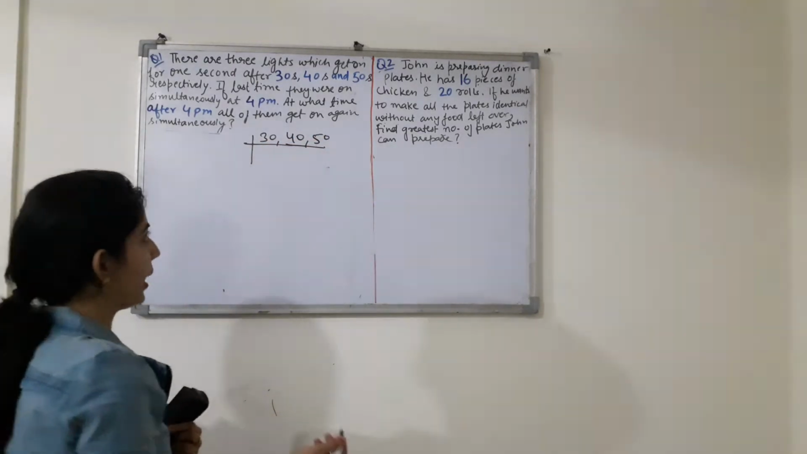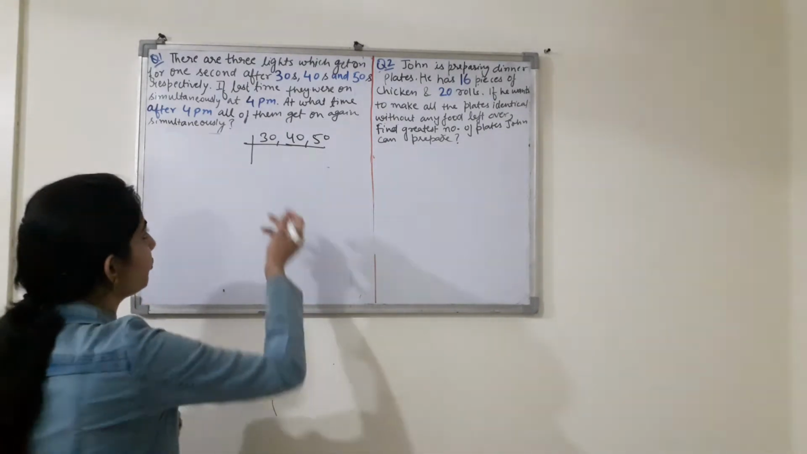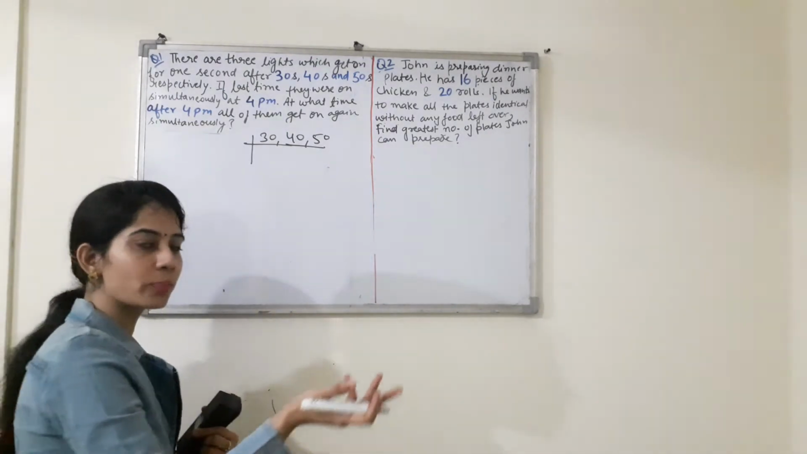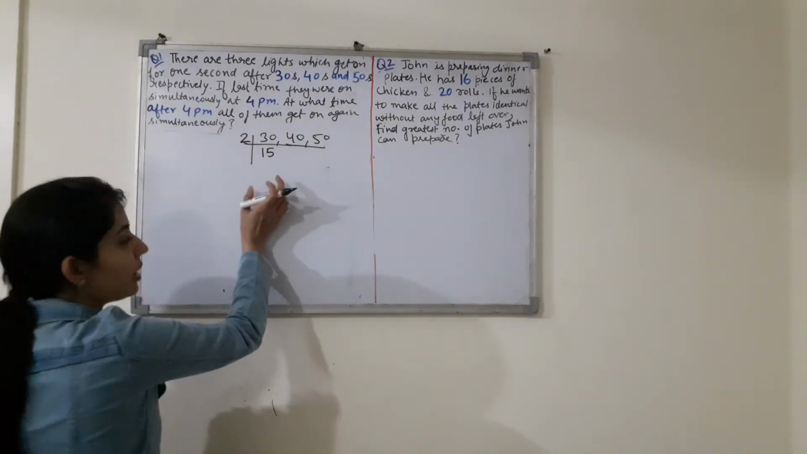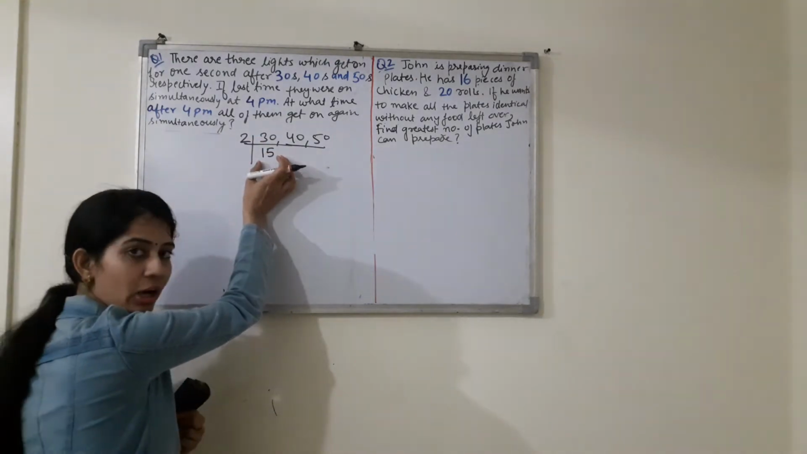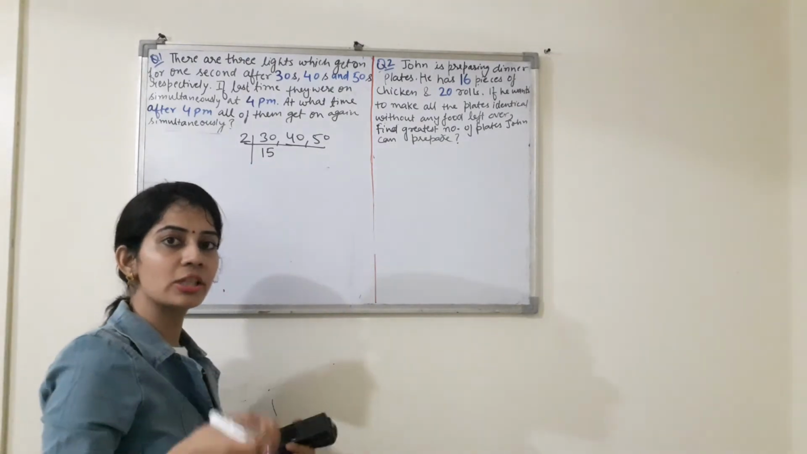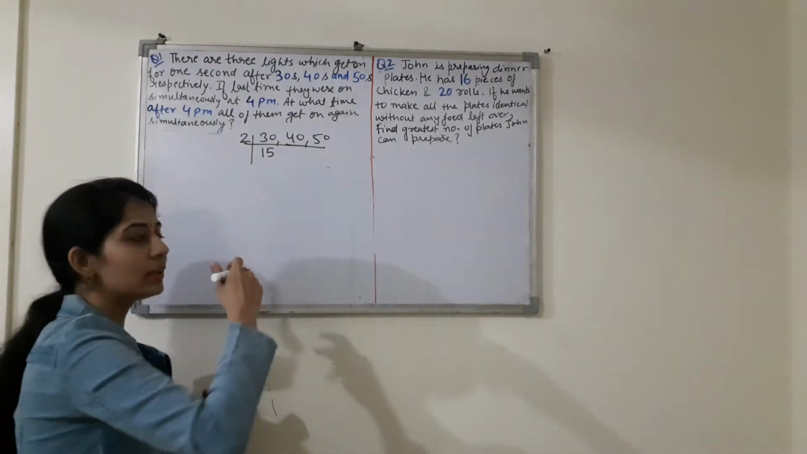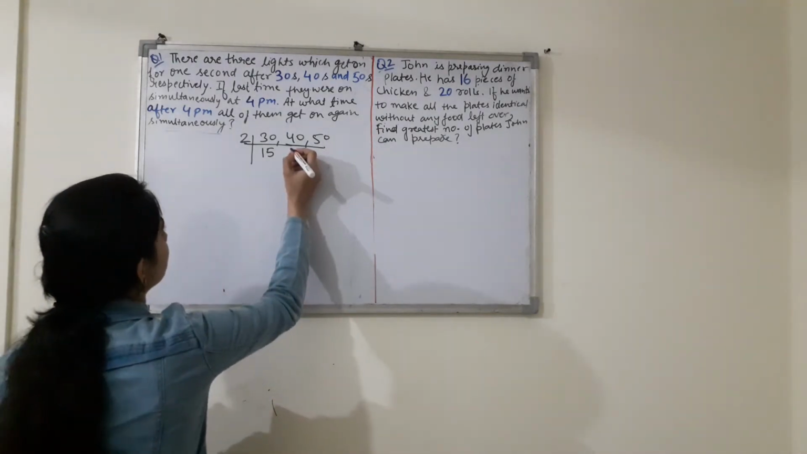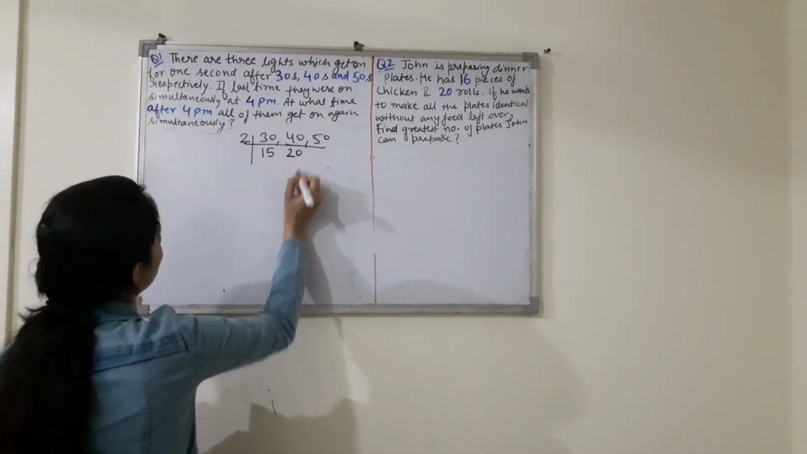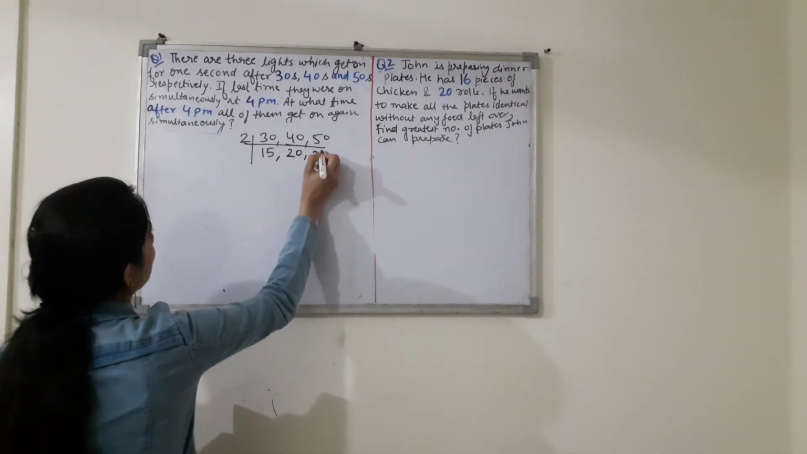So to find out the LCM by division method, we divide the numbers by the smallest prime number. So I am dividing it by 2. So it will be 15. We have to write down the quotient, and suppose if any of the numbers is not divisible by that prime number, then we write that number as it is, okay? So this is your 20 and it will be your 25.